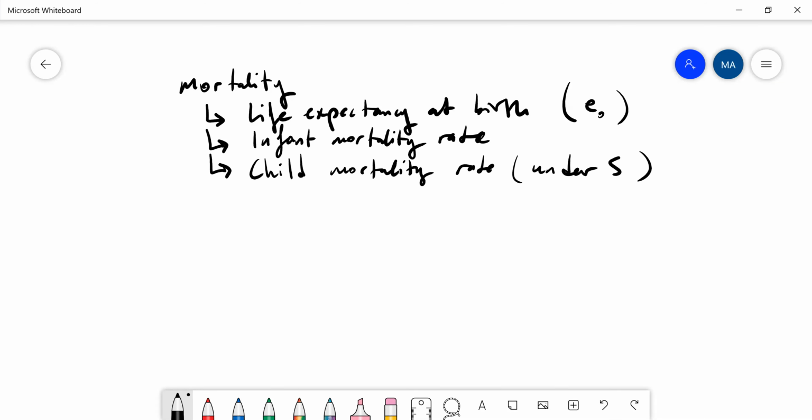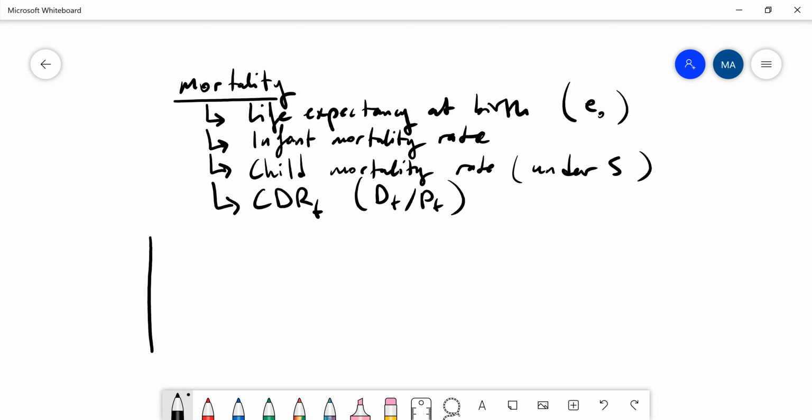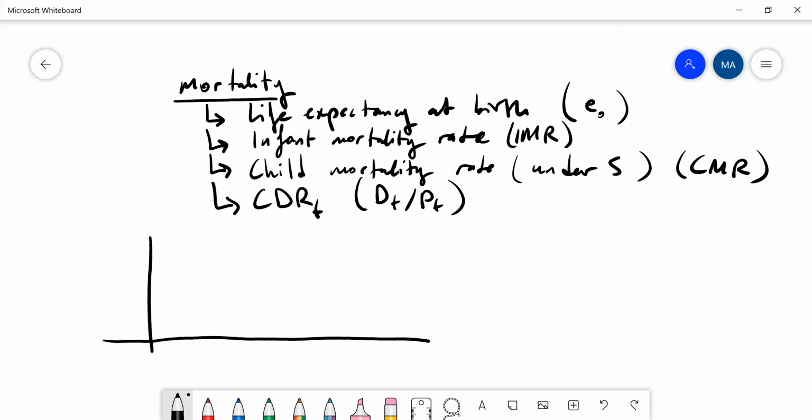And what we see in the data, and of course, other than this, we also have crude death rate, which we already discussed. It is total deaths divided by total population. Interestingly, we also see a mortality revolution. So let's say this is IMR and this is CMR, child mortality rate. These mortality rates, IMR and CMR, also exhibit decreasing patterns.